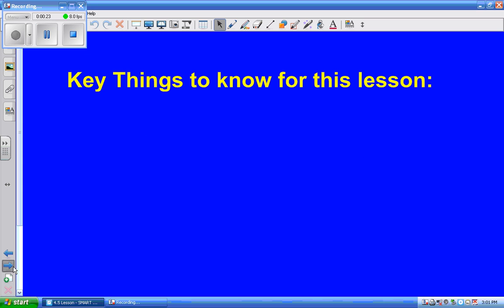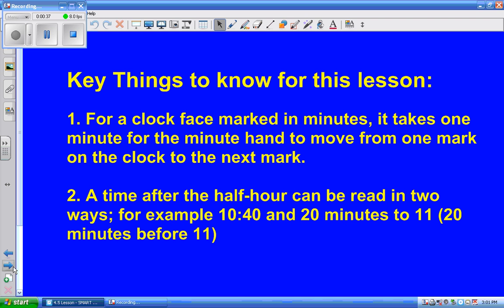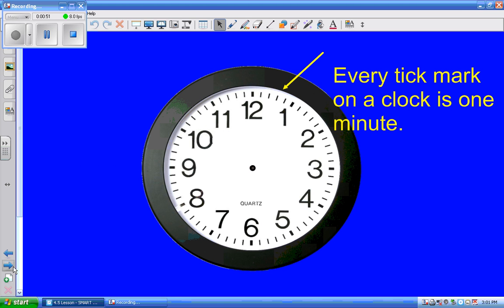The first thing for this lesson is, for a clock face marked in minutes, it takes 1 minute for the big hand, the minute hand, to move from one mark on the clock to the next mark. So the second thing you have to know is a time after the half hour can be read in 2 ways. For example, 10:40 and 20 minutes to 11. All right, next.